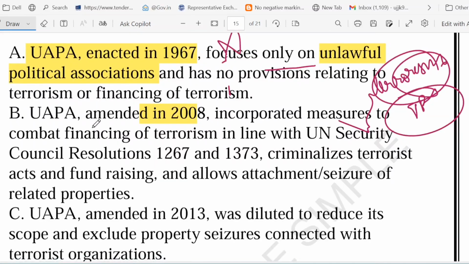What about option B? It says that it was amended in 2008, incorporating measures to combat financing of terrorism. Yes, this is the correct one. So this is absolutely correct. If someone raises funds in India to support a terrorist group abroad, or if a property like a house or land is linked to terrorism, the government can freeze or seize it.